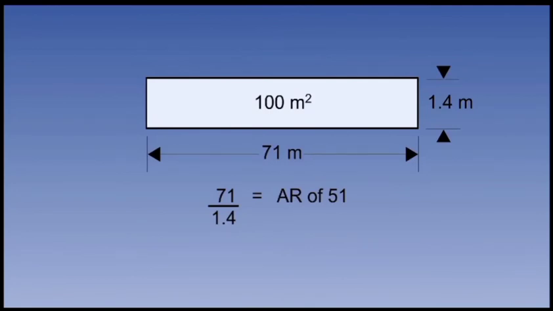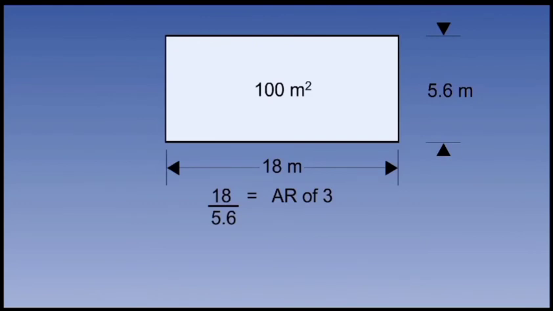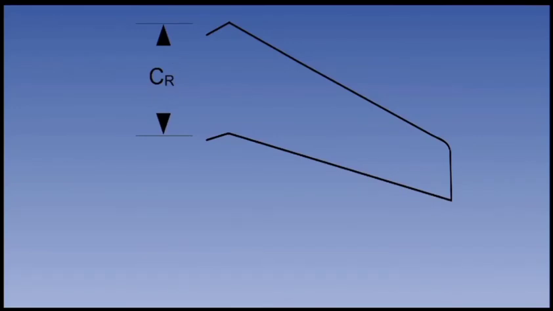For example, a wing area of 100 square meters could be arranged in a high aspect ratio, here as a 51, or a low aspect ratio of, say, 3. Typical AR varies from this value for the modern compact aircraft to 12 for high-speed jet transports, to 35 for high-performance sailplanes.